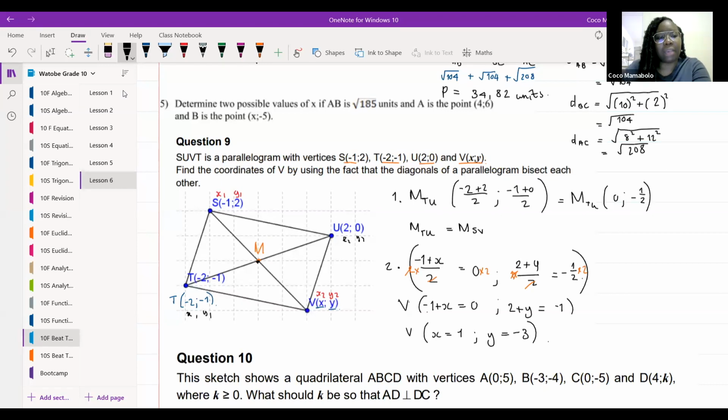Give me a thumbs up if you got the correct answer. V is 1 and -3. Those are my two values. Let me know if you got the correct answer over there.